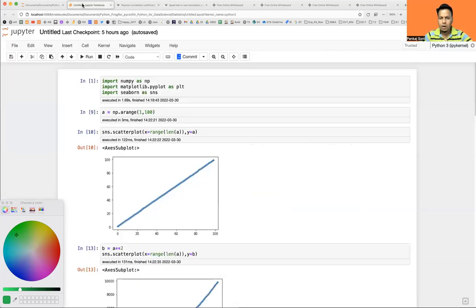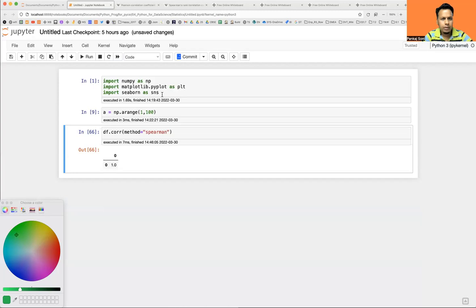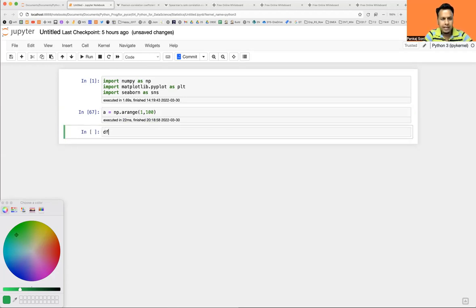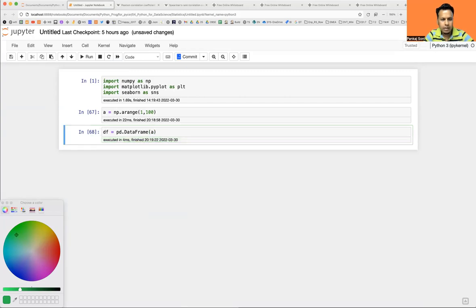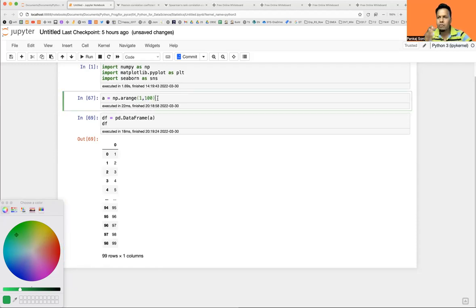Okay, so I'll just show how exactly this is to be calculated. What I'll do now, I'll take some values here, and let me create a data frame, because in pandas those functions are very easily available, and we'll just use them and calculate the correlation coefficient. So let's create df equals pd.DataFrame from a. And df is nothing but this. You got some values, a range between 1 to 100. I just took some normal values from 1 to 100.